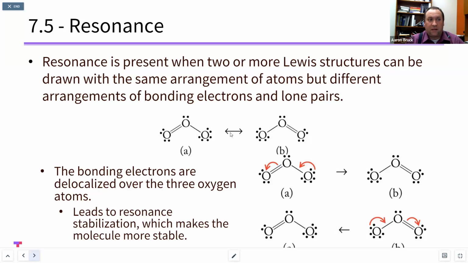Realistically, nothing. And so it's actually not a factor of one of these being correct and the other one not being correct. They're actually both correct and both incorrect at the same time. That double bond actually moves from side to side.